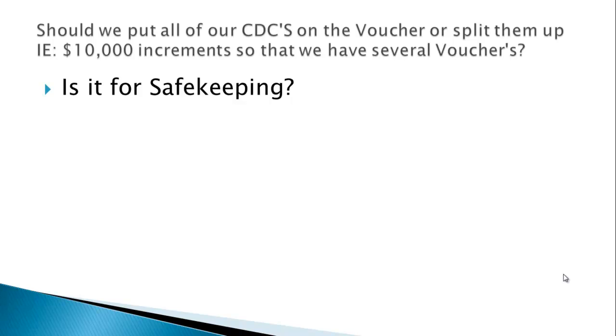If you have over $100,000 of CDCs in your account, you can put them all in just one voucher. Now, is it for sale? If your voucher is for sale, then you might want to put in an amount that is lower and affordable for people to buy, such as $100 or $200 or $500.